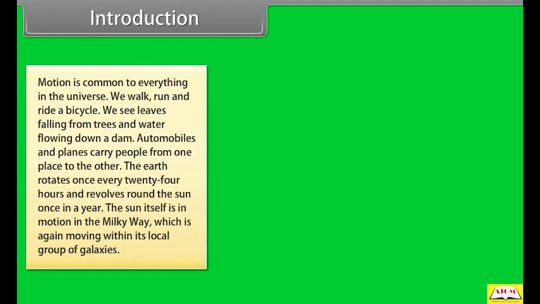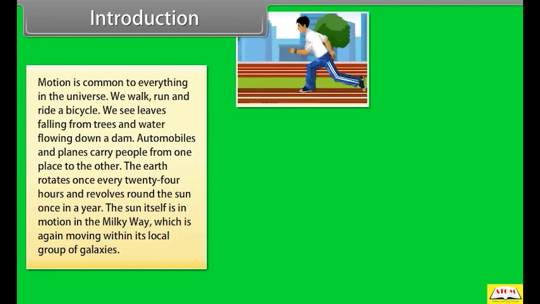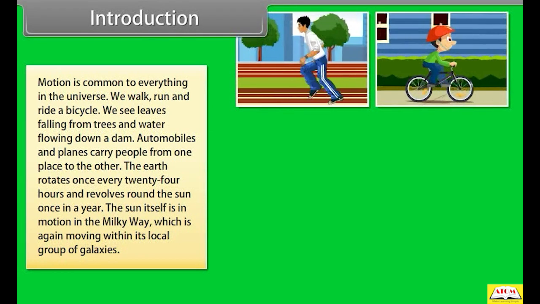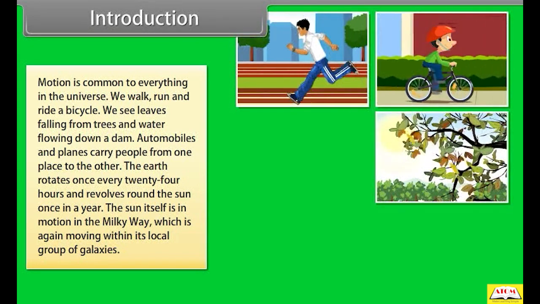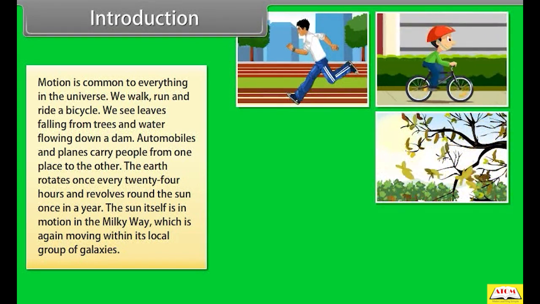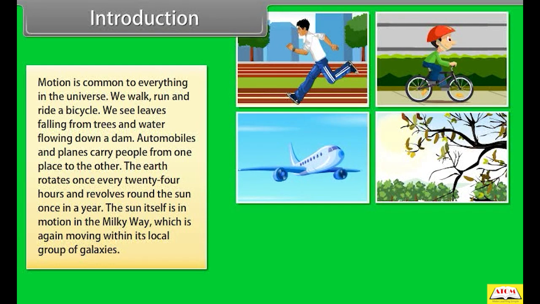Motion is common to everything in the universe. We walk, run, and ride a bicycle. We see leaves falling from trees and water flowing down a dam. Automobiles and planes carry people from one place to the other.